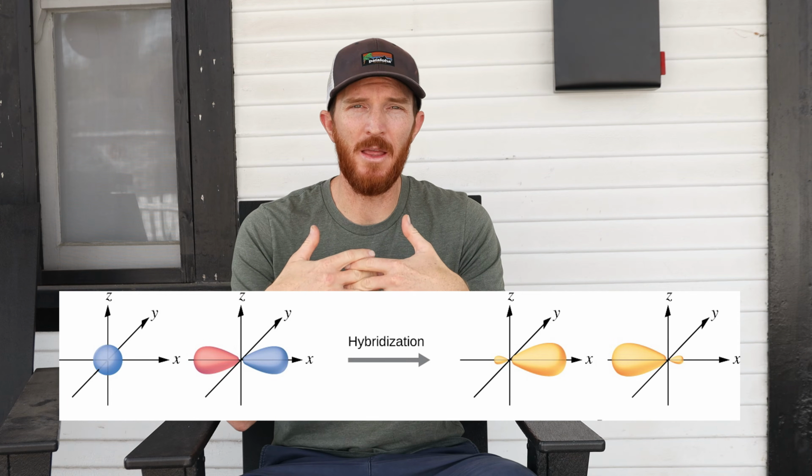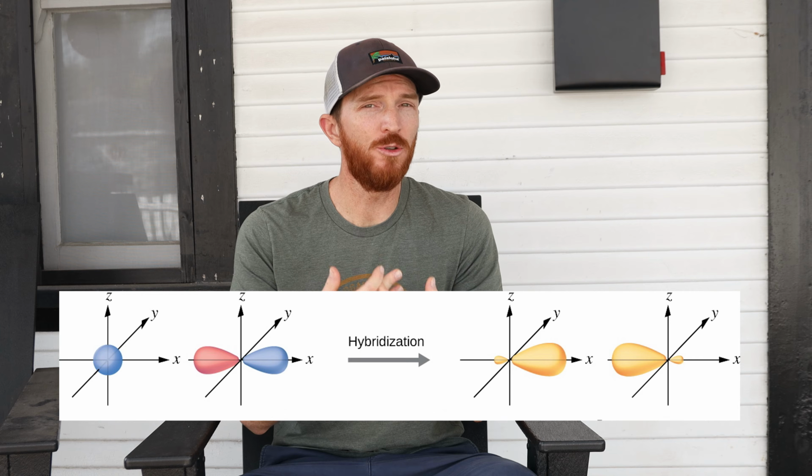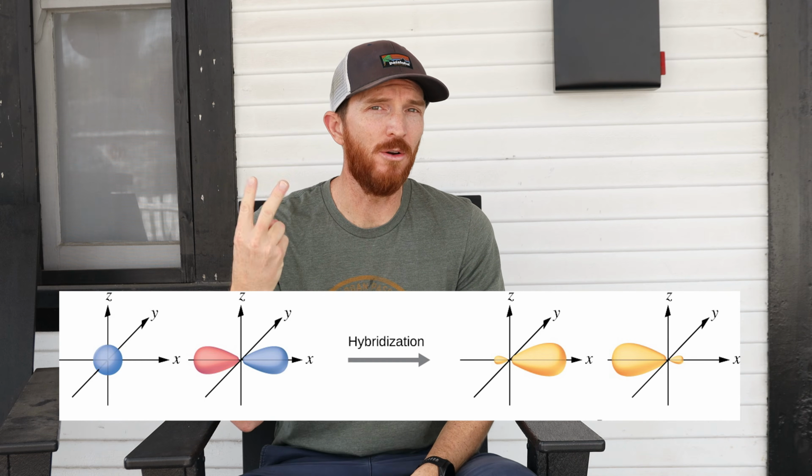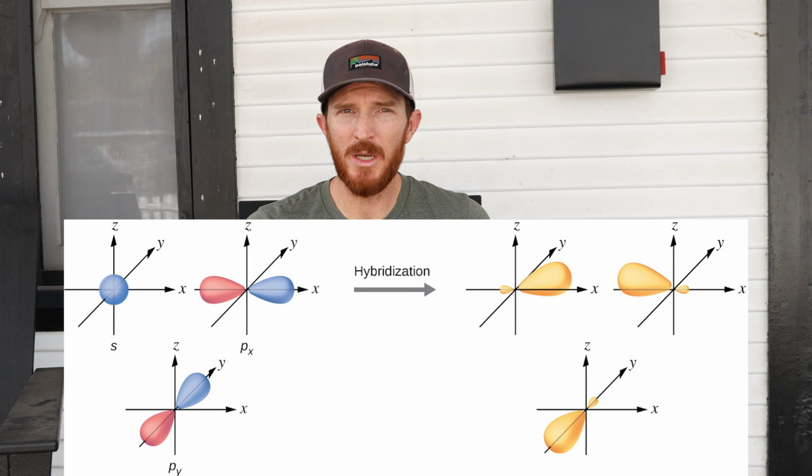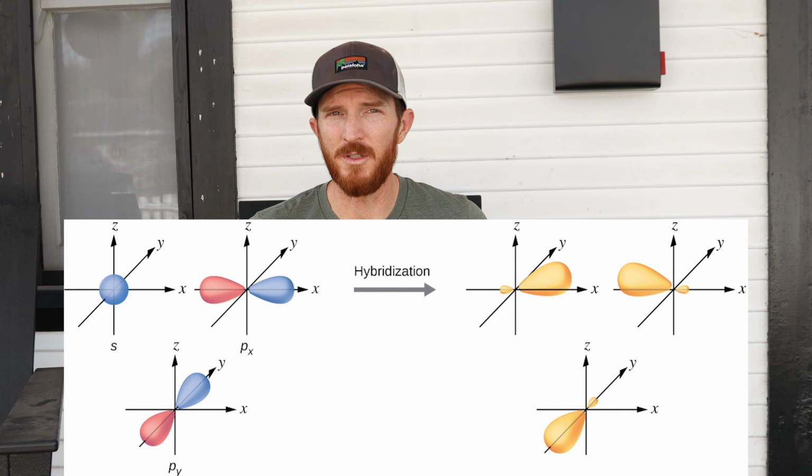All right, so if we have an sp hybrid orbital, that is an s orbital and one p orbital hybridized together to give us an average of those two orbitals, which gives us two new sp hybrid orbitals. Now, if I have sp2 hybrid orbitals, that is one s orbital and two p orbitals that have combined to give us three new hybrid orbitals. We call those sp2 hybrid orbitals, and those have more p-like characteristics than the sp orbitals.